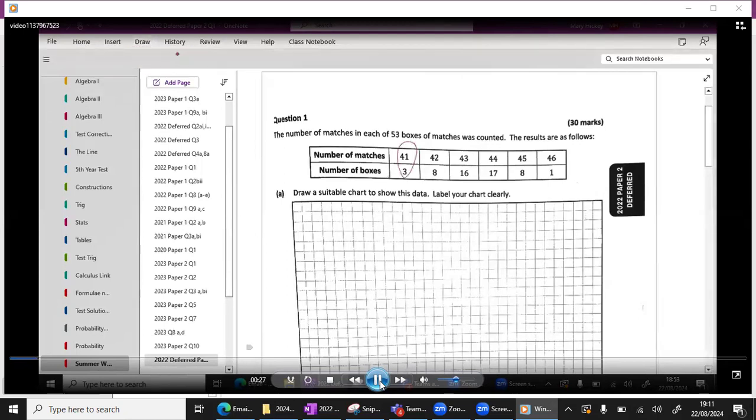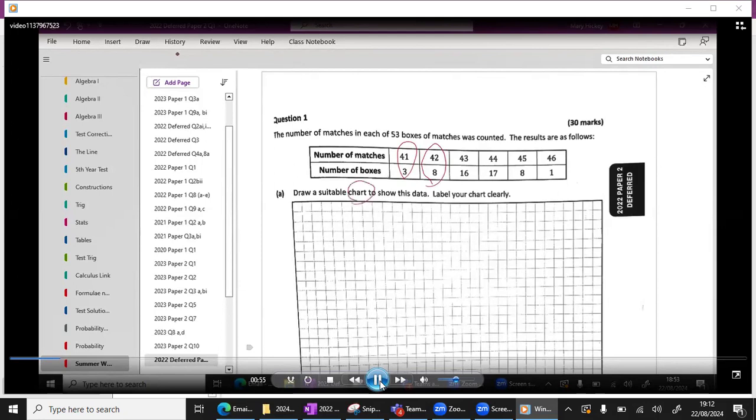Just to give a quick explanation here: this first one, for example, simply means that in 3 of those 53 boxes, when opened, there were 41 matches inside. Whereas here, somebody discovered that in 8 of the 53 boxes, when opened, there were 42 matches inside, etc. So what we're asked to do is draw a suitable chart to show this data.